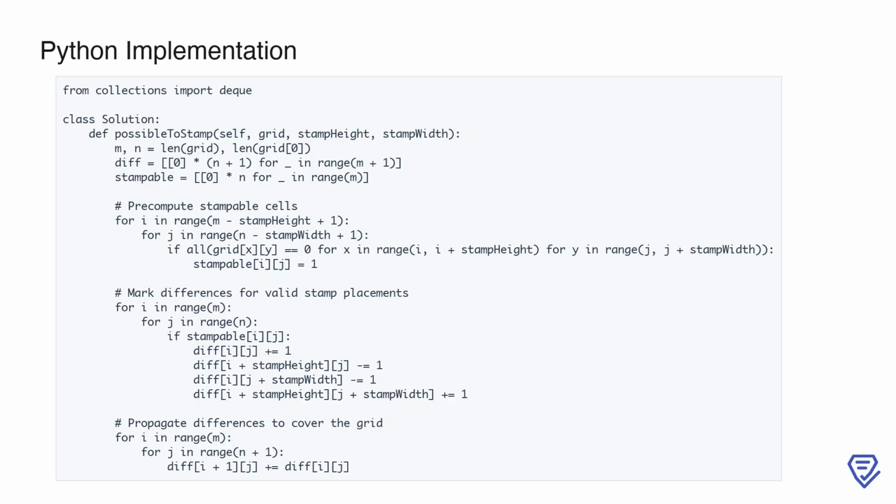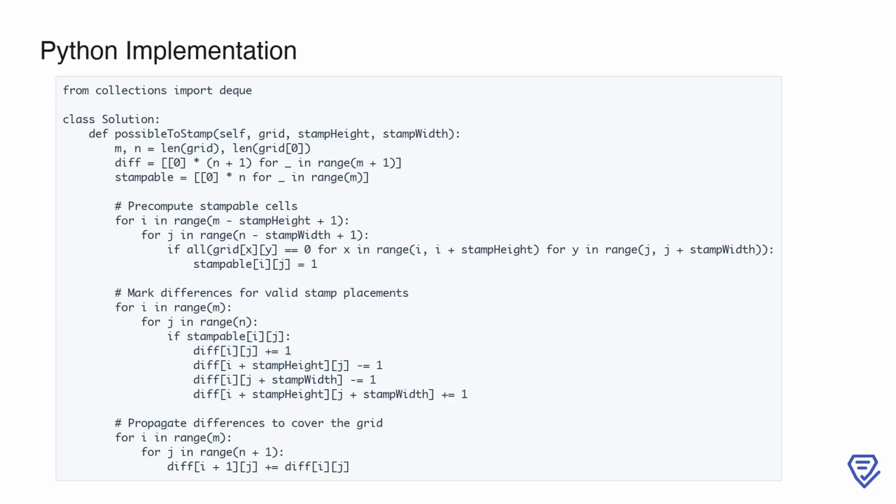Next, we pre-compute which cells in the grid are stampable. This is done by iterating through all possible top left positions of the stamp and checking if all cells in the corresponding region are zeros. If they are, we mark the top left corner in the stampable matrix with a value of 1. After this, we move on to marking the differences for valid stamp placements. For each stampable position, we update the diff matrix to reflect the boundaries of the stamp's coverage. This involves incrementing the starting point and decrementing the adjacent boundaries to prepare for efficient propagation later.